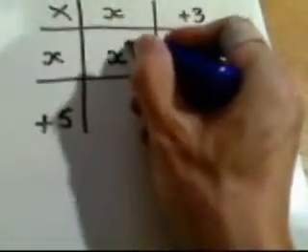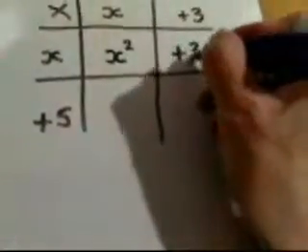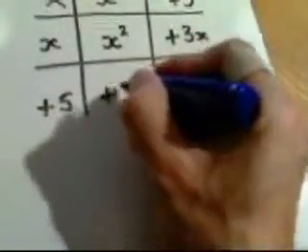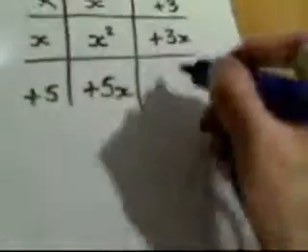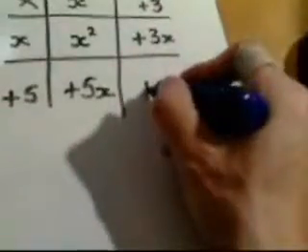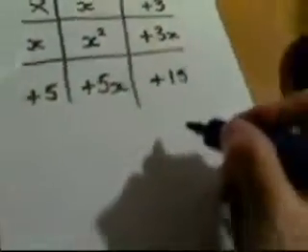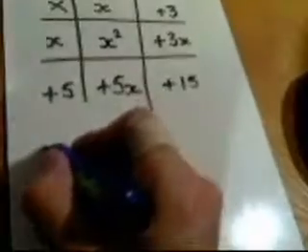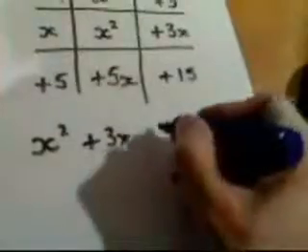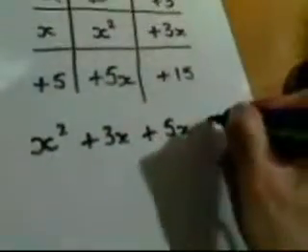So I'm doing x multiplied by x gives me x squared, x multiplied by plus 3 gives me plus 3x, positive 5 times x, that gives me positive 5x there, and finally bottom right hand corner, be careful here, remember we're multiplying, so 5 multiplied by 3 gives me plus 15. Right, I'm now going to write out the results here. I've got x squared plus 3x plus 5x plus 15. Just taking the bits from the grid.